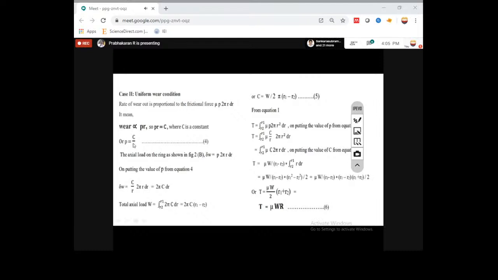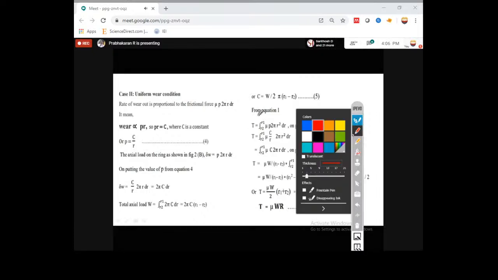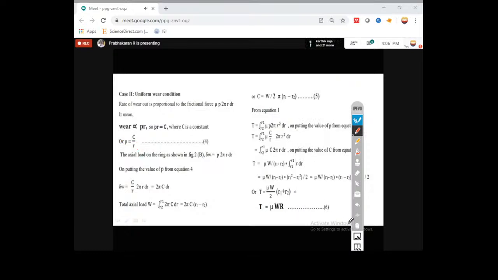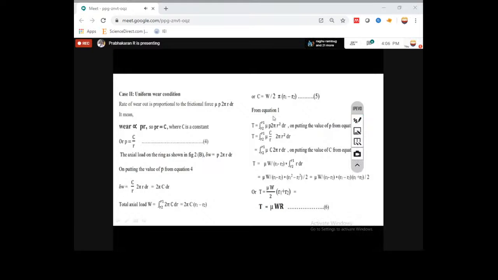Also, one important thing you should remember: the pressure is inversely proportional to the mean radius. So we have to remember the proportionality: P equal to C by R. The pressure is inversely proportional to R. You should remember that.